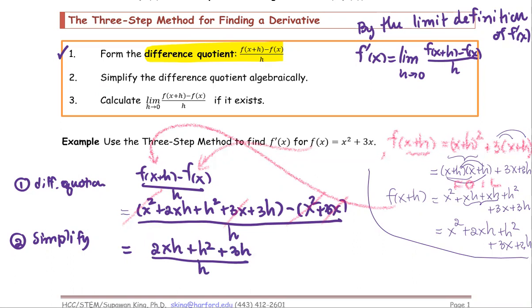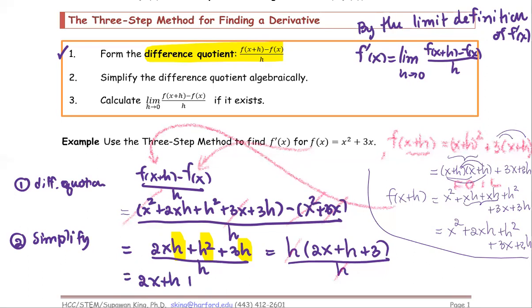Actually, not the most simplified yet. What you can do, you see the common factor h here. I factor the h out of each term. So I have h multiplied by 2x plus h plus 3, all divided by h. And now I can simplify further because I have the factor h on the top and h on the bottom. I can reduce them. So the most simplified difference quotient that I have is 2x plus h and then plus 3.